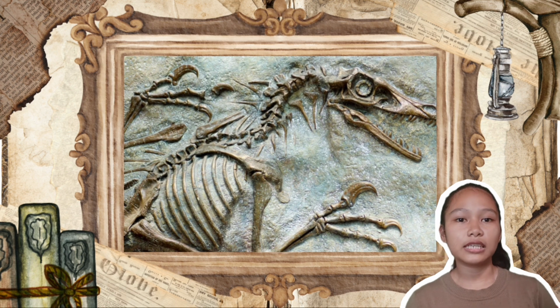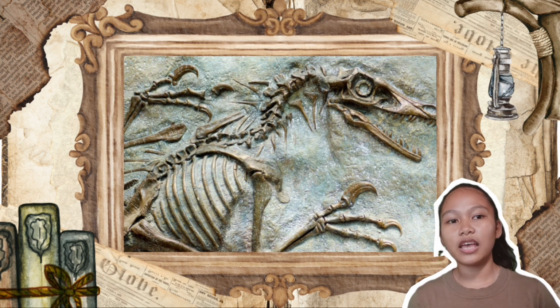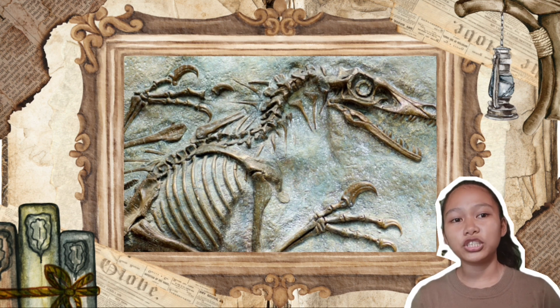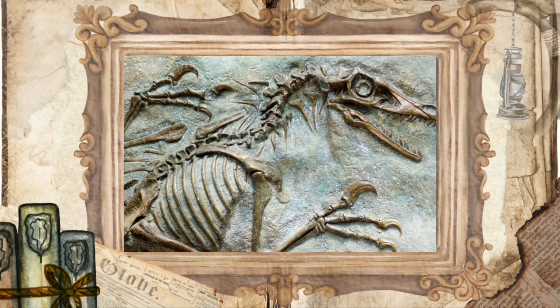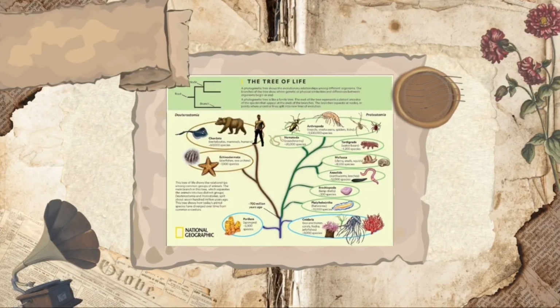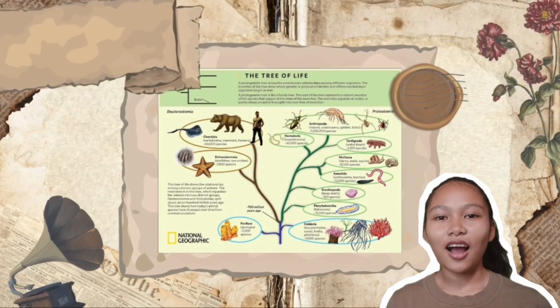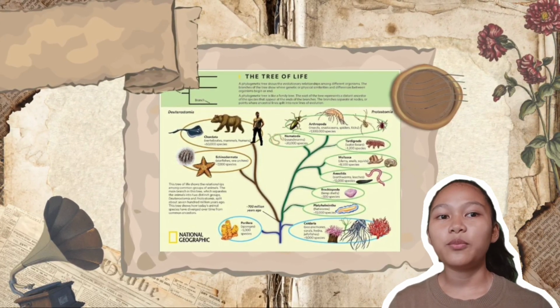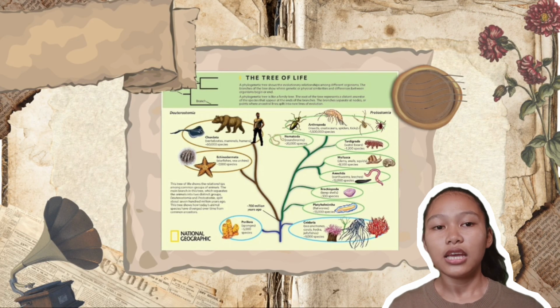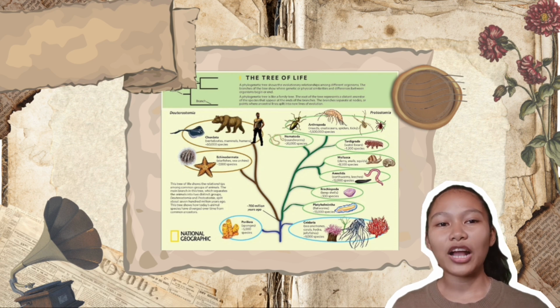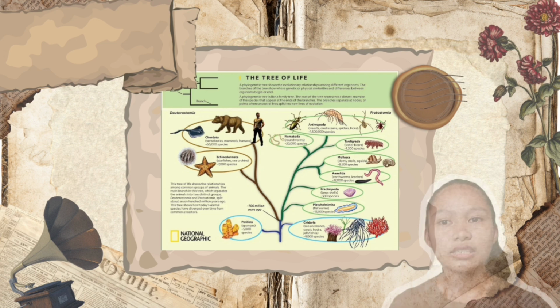George Gaylord Simpson, a paleontologist, showed that fossil evidence supports evolution through natural selection. His work helped bridge the gap between genetics and paleontology. Simpson argued that evolution follows a branching, irregular path. Species don't evolve in a straight line. Instead, they diverge into multiple directions, with some branches leading to extinction.